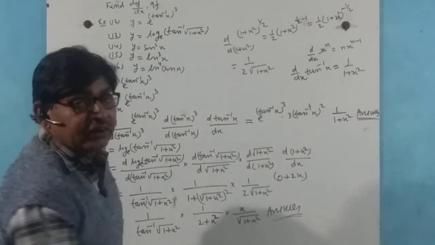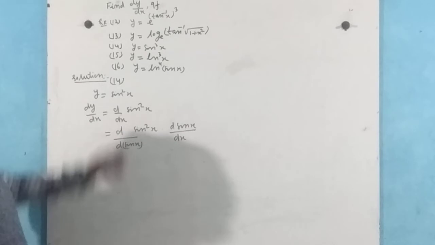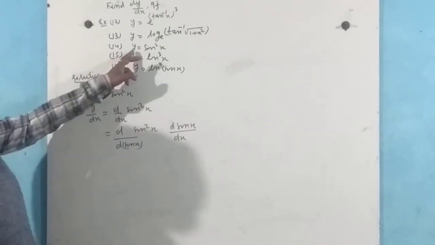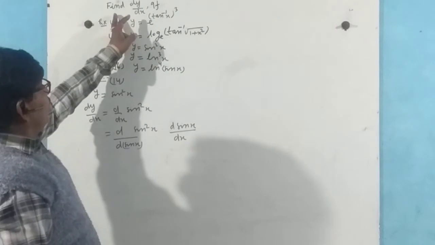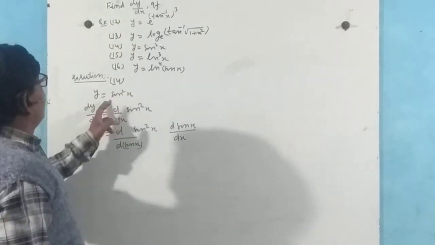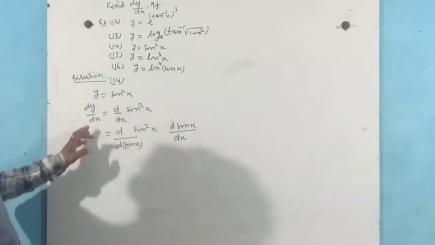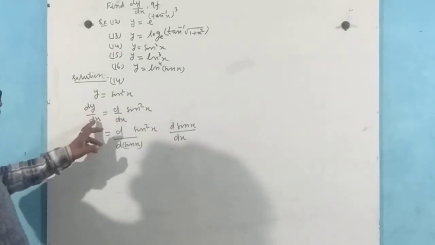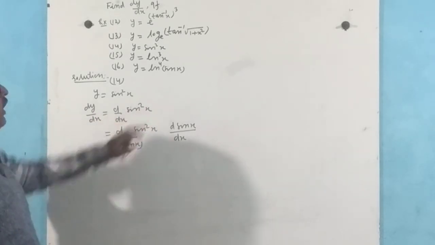Now we take next. Now question number 14. y is equal to sin square x, and we have to find dy by dx. y is equal to sin square x. Now on differentiating both sides with respect to x, dy by dx is equal to d by dx of sin square x.